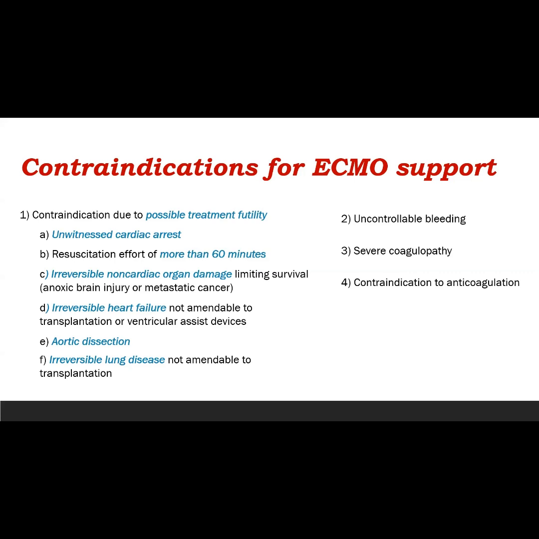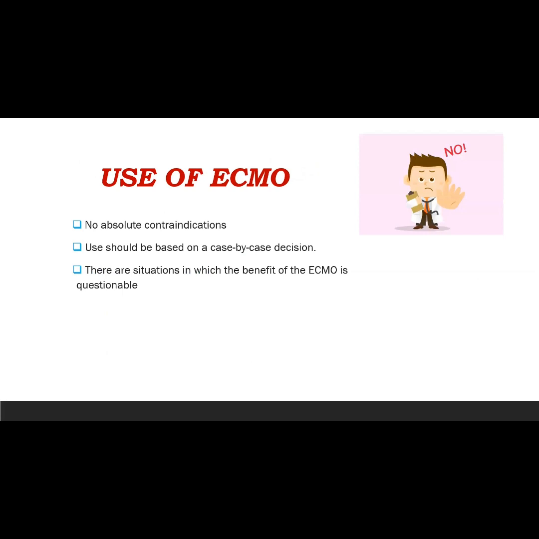Resuscitation efforts of more than 60 minutes, irreversible non-cardiac organ damage limiting survival, like anoxic brain injury or metastatic cancer, irreversible heart failure not amenable to transplantation or ventricular assist devices, aortic dissection, irreversible lung disease not amenable to lung transplantation. Along with this, uncontrolled bleeding, severe coagulopathy, and contraindication to anticoagulants are also major contraindications in ECMO support. Except for this, there are no other absolute contraindications, but it should be used based on case-by-case discussion.